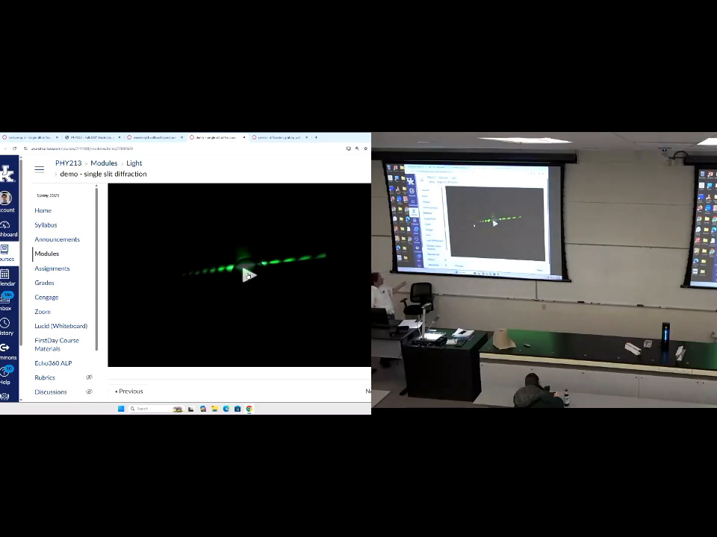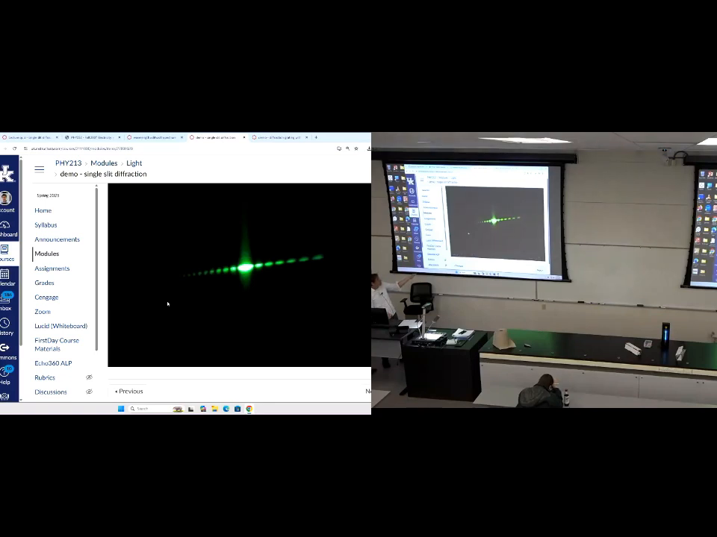So here this is green light that has passed through a single slit and is now illuminating a screen. So this is light that's gone just through one slit. You've got a bright fringe in the middle, a bright spot in the middle. That's the light that went directly through the center.